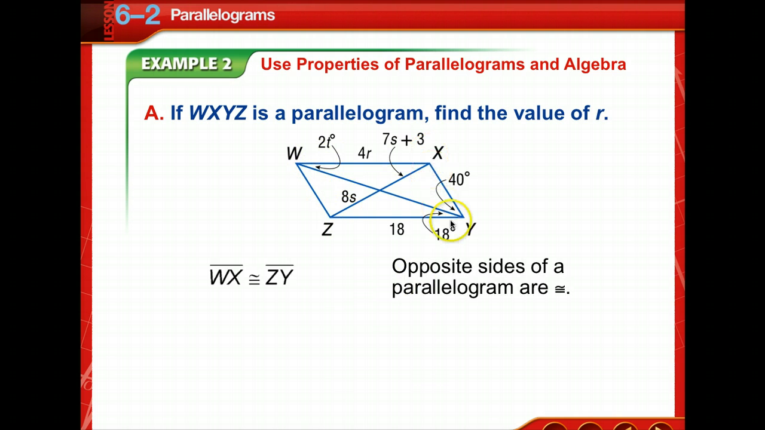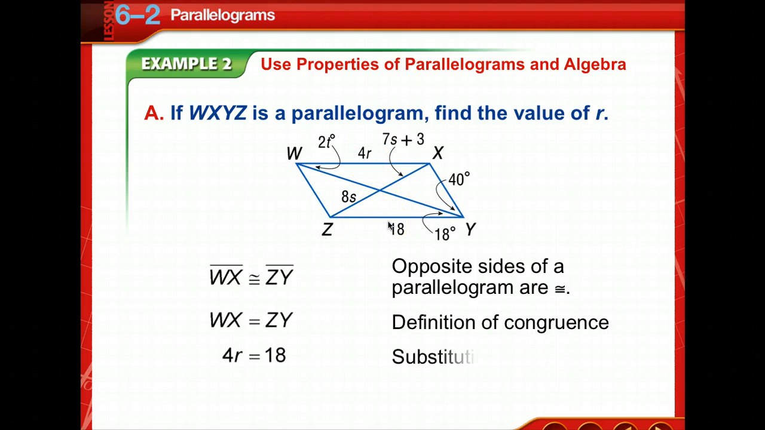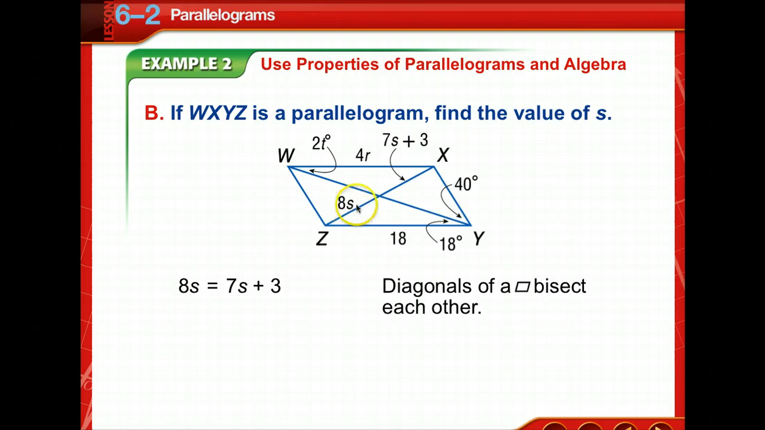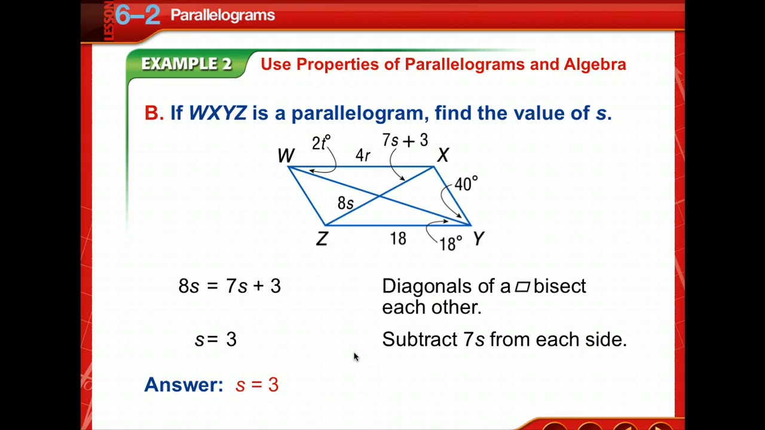We know that WX and ZY are opposite sides and they are congruent. So we could set 4R equal to 18 and solve for R. You might make a note of sketch this in your notes so we don't lose this. Oh, they give it to us again. Good deal. Now we're trying to find the value of S. Okay, so 8S is equal to 7S plus 3. Okay, because diagonals of a parallelogram bisect each other. So we subtract 7S from both sides. S is equal to 3.